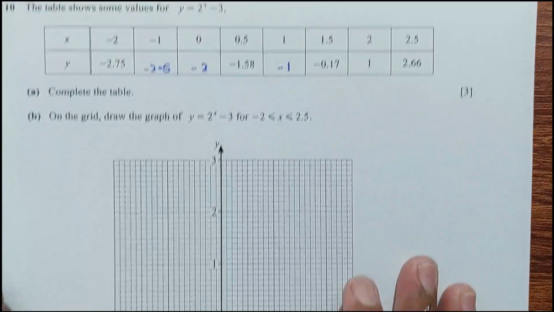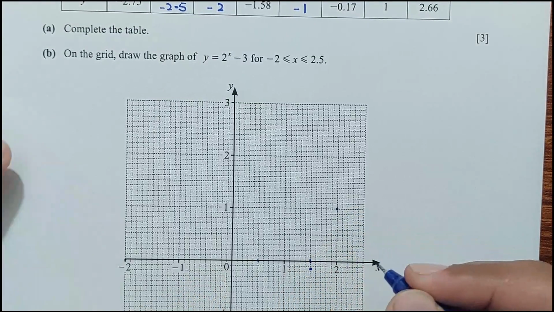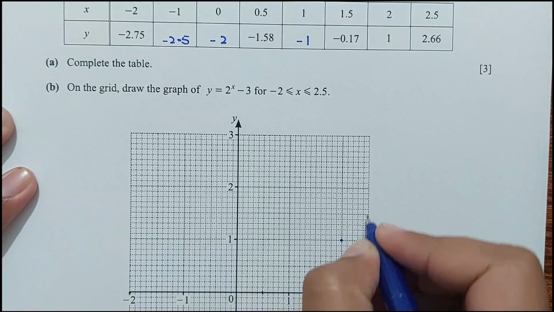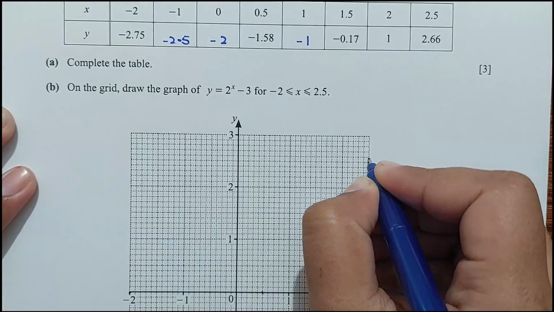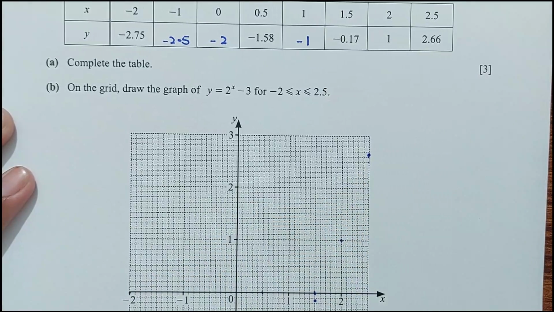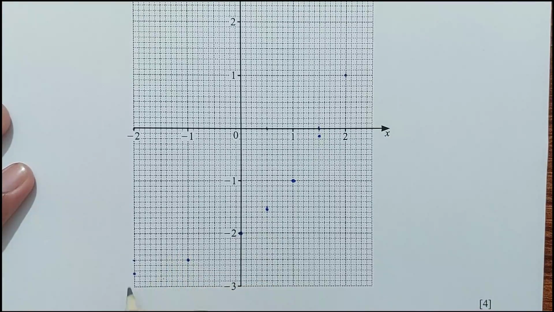The next point is 2, 1. When x is 2, y is 1. The last is 2.5. When x is 2.5, y is 2.66. 2.66 is over here. Right. Let me sketch this.